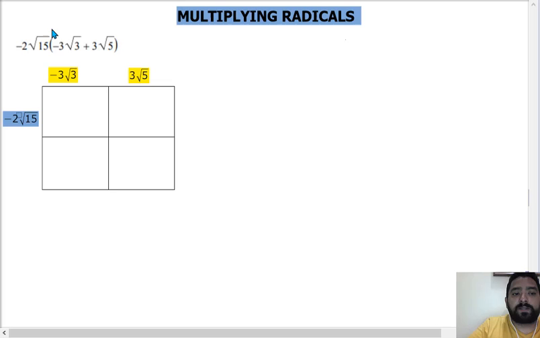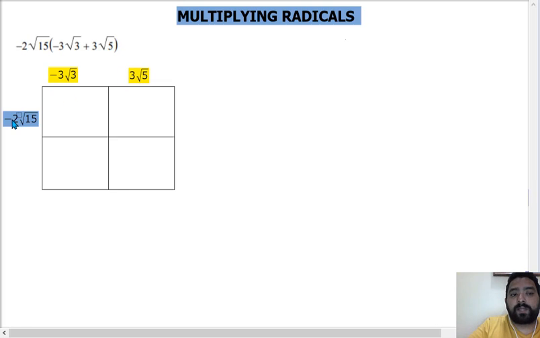Remember, the radical sign is this one. So what you have to do first is copy -2 square root 15, and we copy here. Then -3, the expression inside the parentheses, we copy in this square and in this square: -3 square root 3 and 3 square root 5. Then you are going to multiply this by this and this expression by this.